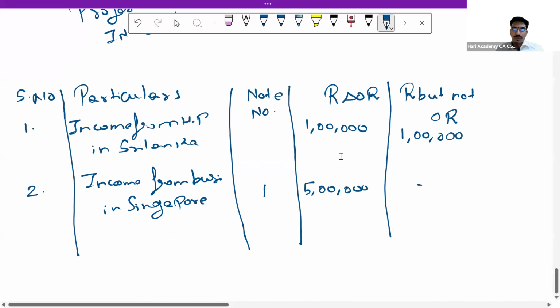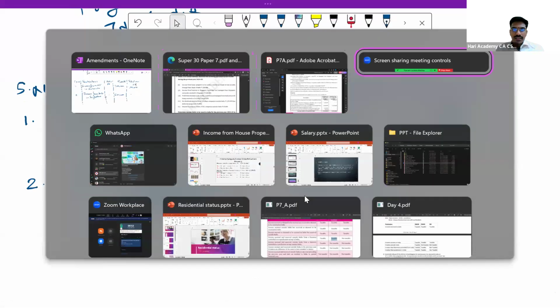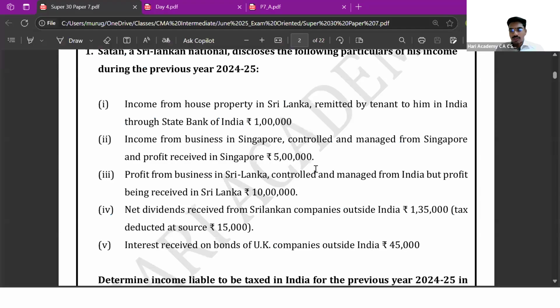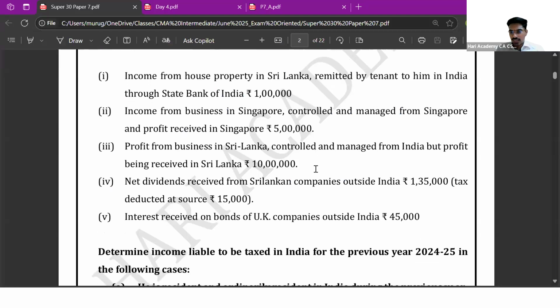In exam, what you have to put is note number 1, and you have to explain that this income, since he is a resident and ordinary resident, and income is not received in India, like the business is not controlled from India, the said income is not taxable in the state of India.